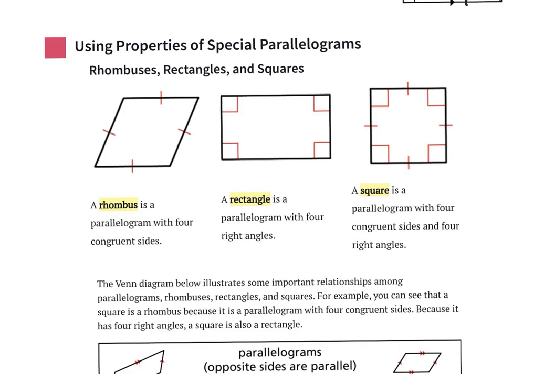A rhombus is a parallelogram with 4 congruent sides. Okay? A lot of times when we see 4 congruent sides, immediately we think square. The difference between a rhombus and a square is a rhombus doesn't necessarily have to have 90 degree angles. We do not have 90 degree angles in this picture as opposed to this one we do. So basically a square is a more specific rhombus. We have rhombus, and then we have a square. So a square is a rhombus, right? Because it's a parallelogram with 4 congruent sides.